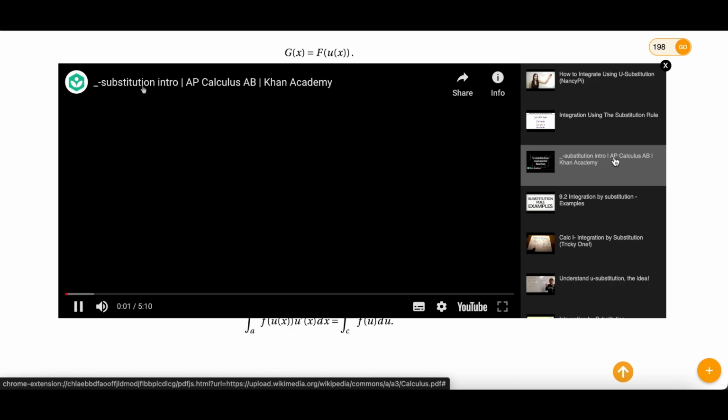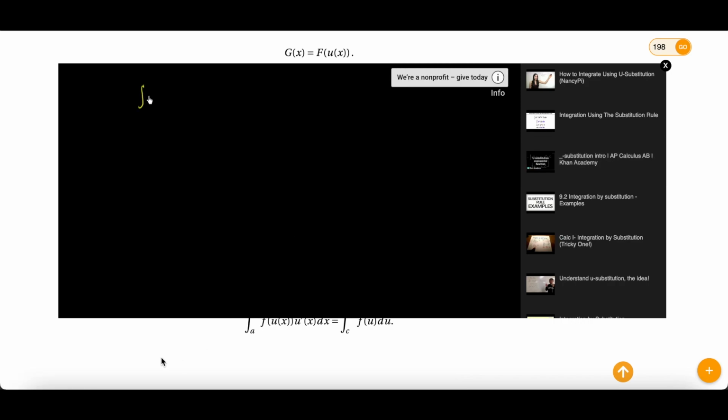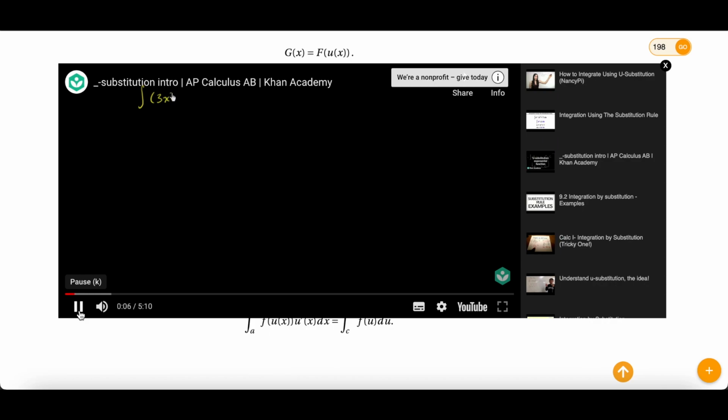Let's say that we have the indefinite integral, and the function is 3x squared plus 2x.